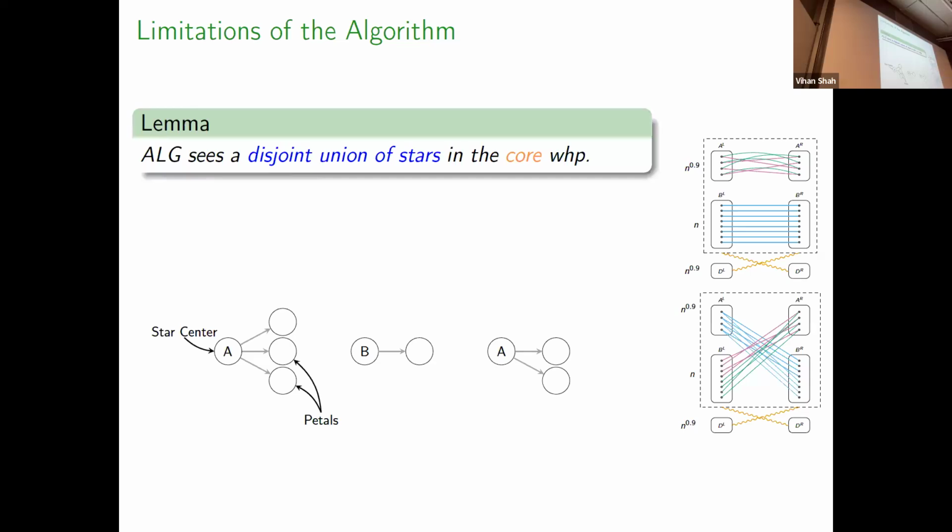What that means is, when the algorithm ALG makes the queries, what it'll see will look like this. It'll see an A vertex, and it knows this guy is an A vertex because it'll see a bunch of neighbors in the core. This is the star center and these are petals. When you see the petals, you will not know whether this guy is an A vertex or a B vertex. And so you're like, oh, maybe I'm in the yes case, maybe I'm in the no case. I have no idea.